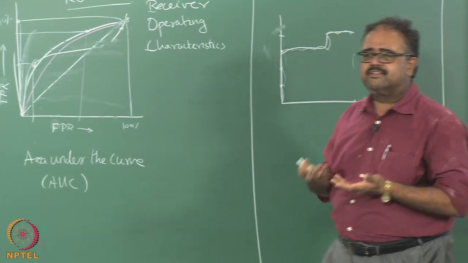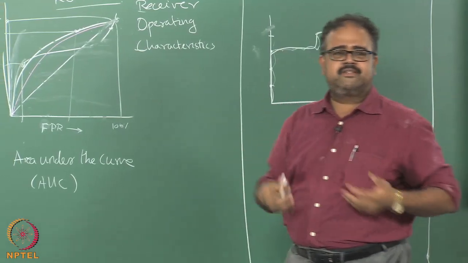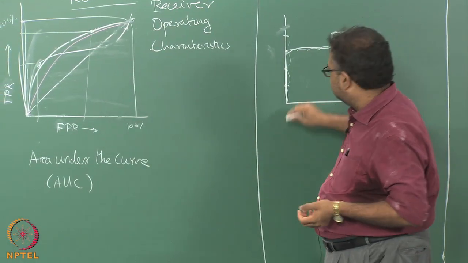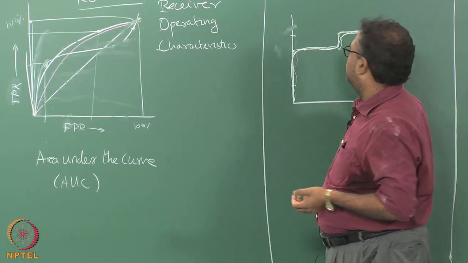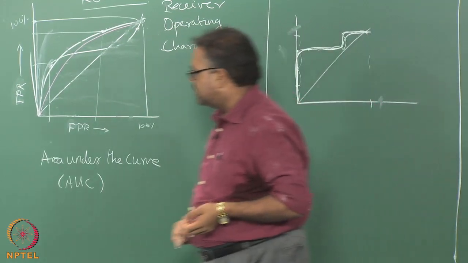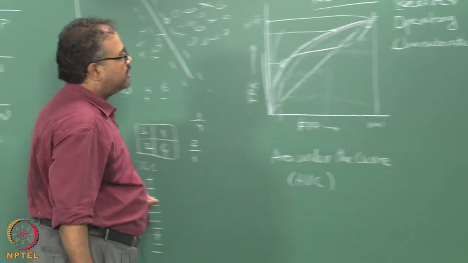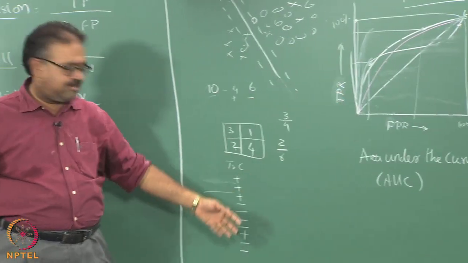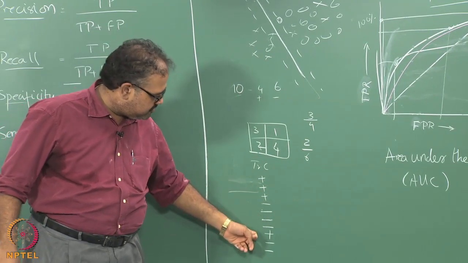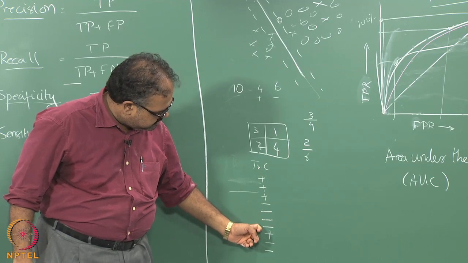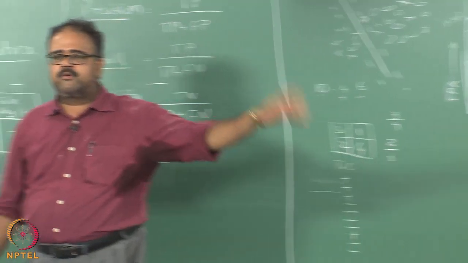Because I have only 10 points, it does not look like a curve anymore. This is all the estimate I can do, but this is my curve. Does that make sense? And this is the random line. I should cross the random curve at some point, but 3/4, 2/3, that's fine, I'll still be above random.